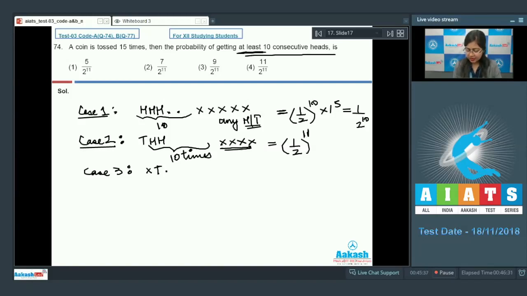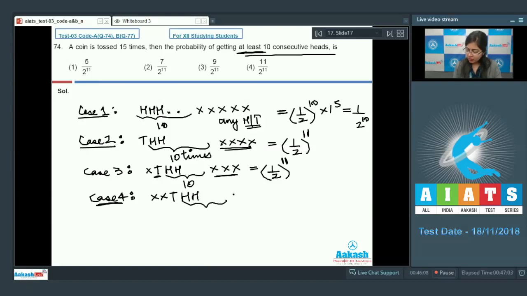Then on the second I get tail. Then I get heads 10 times. And on the rest 3 we can get anything. Right? So this will again be equal to 1 by 2 raised to the power 11, 1 for tail and 10 for heads. Similarly, I can write case 4, where on the first and second I get anything, then on the third I get tail and then heads 10 times, and on the rest 2 I can get anything, which will again be equal to 1 by 2 raised to the power 11.